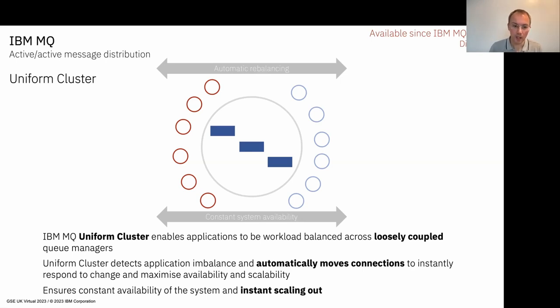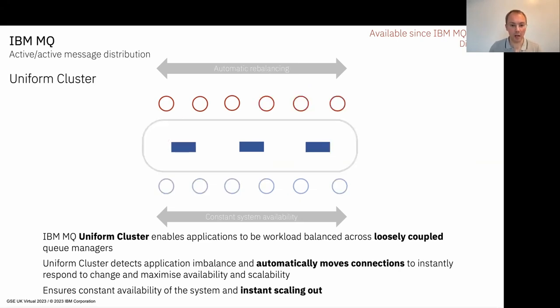So in a uniform cluster, the queue managers are able to share information with each other around the applications that are connecting to them, so that we can then use techniques to ensure that the applications are being balanced across the queue manager instances in an even way. So this then allows us to rebalance applications as we add or remove queue managers based on your scaling needs.